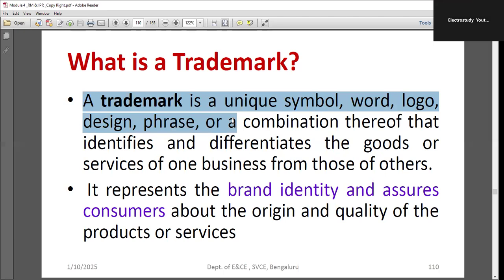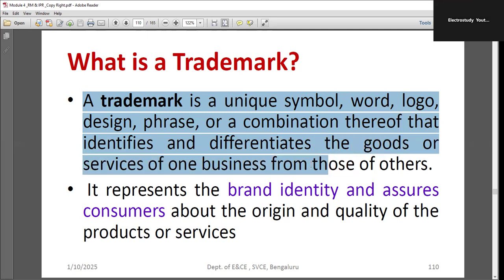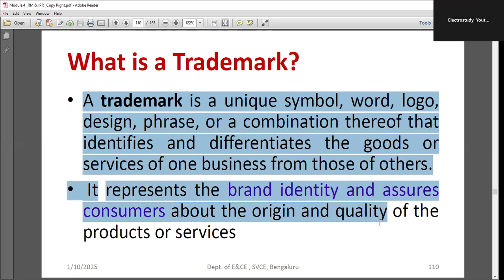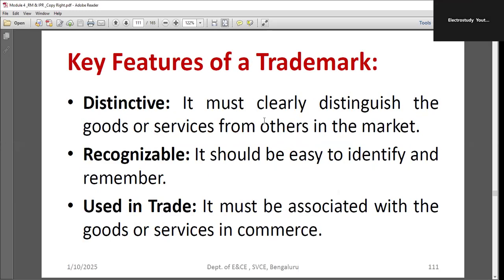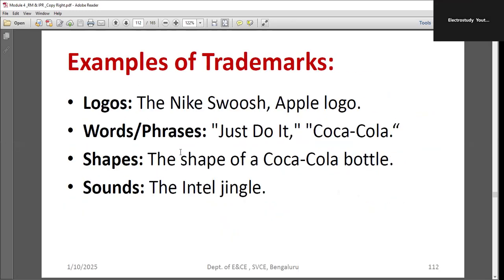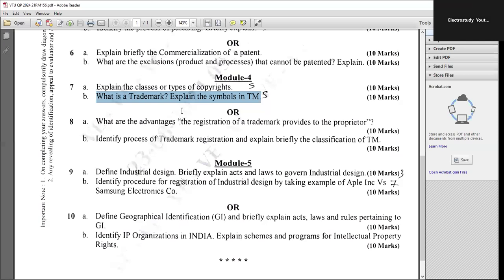A trademark is a unique symbol, a word, logo, design, phrase, or combination thereof that identifies and differentiates the goods or services from one business to another one. It depicts the brand quality and assures the customers about the origin and quality of the product or service. That is regarding the trademark. Features also you can mention for the definition. Now, what we require is: what is trademark, and explain the symbols in trademark.